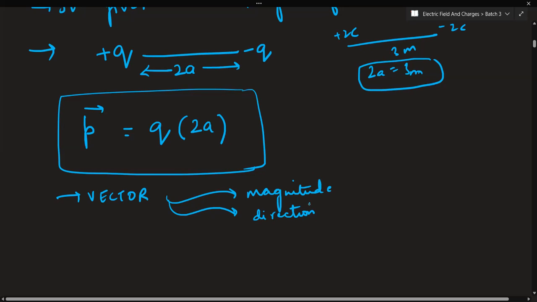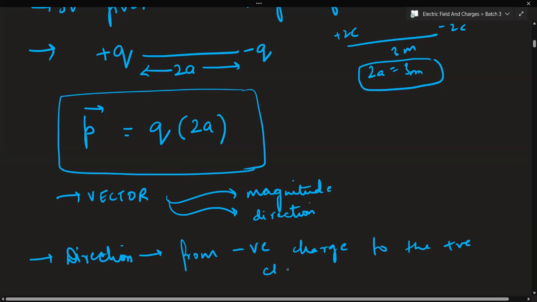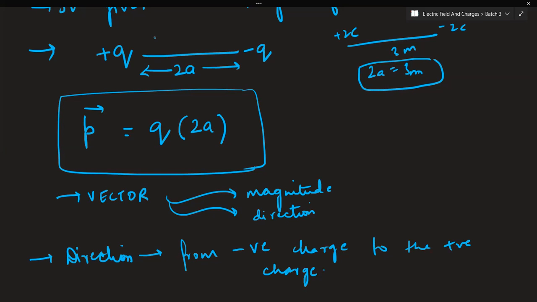Now, if it's a vector quantity, it has a magnitude and direction. Magnitude is given by this q multiplied by 2a. But what about the direction? See, direction is from the negative charge to the positive charge. This is the direction of the dipole moment. One more thing.